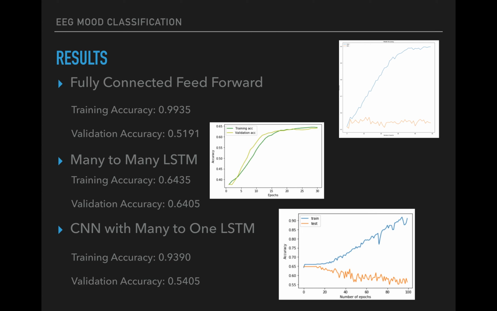In conclusion, we decided on 3 different models. The fully connected feed-forward model netted us a training accuracy of 99%, but a validation accuracy of 52%. This leads us to believe that our model was simply guessing.